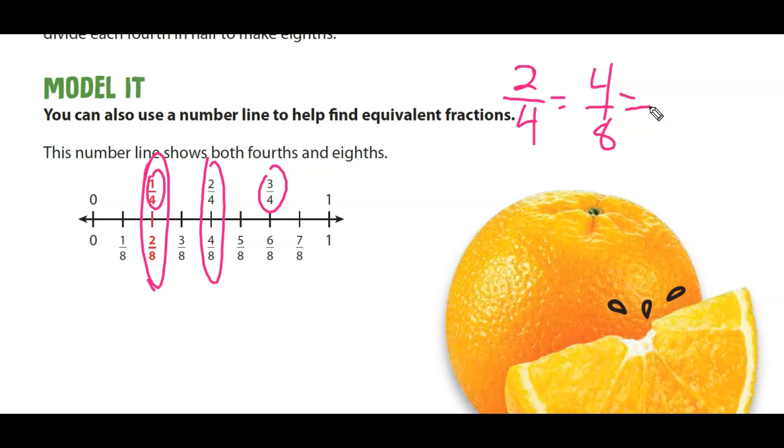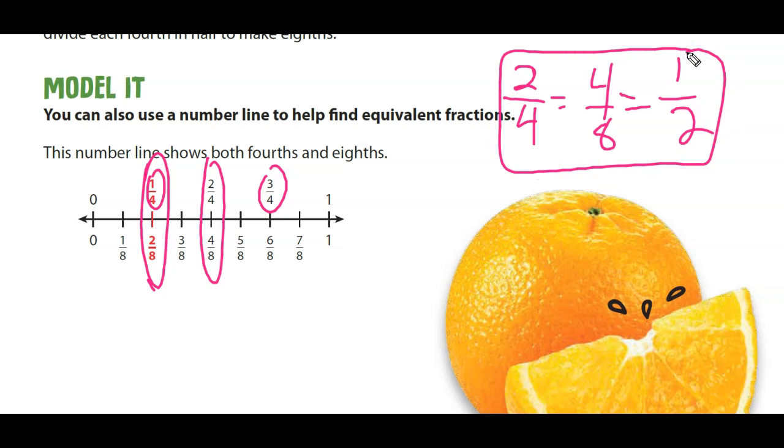Now, look where 2/4 and 4/8 are on the number line. All these three fractions are equivalent to each other. Because isn't 2/4 and 4/8 halfway? Isn't this halfway right here? That's halfway.